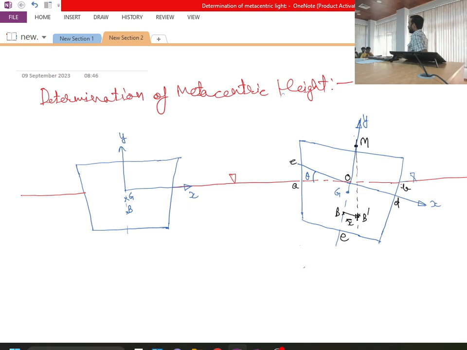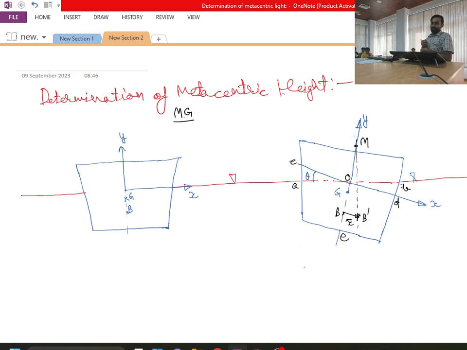Now, how to calculate the metacentric height? If you recall from the previous discussion, I told you that MG, the distance between the metacenter and the center of gravity, is called the metacentric height. If the metacentric height is positive, then we will have a stable situation. If it is negative, then it will be unstable. So for a stable situation of a floating object, the metacenter should lie above the center of gravity.